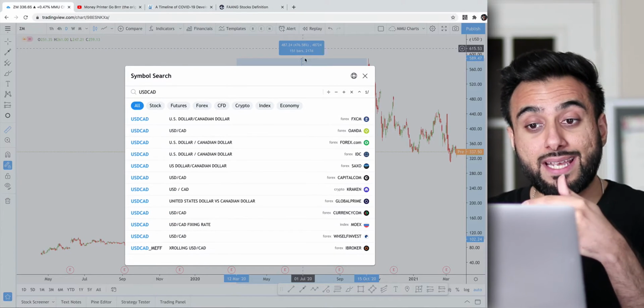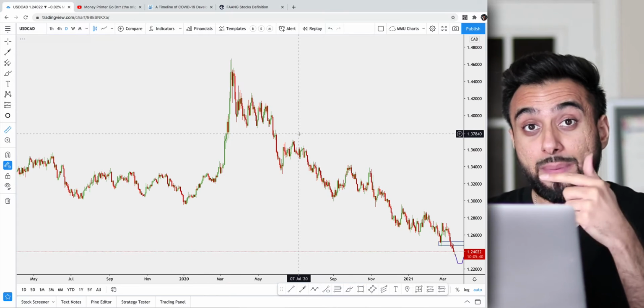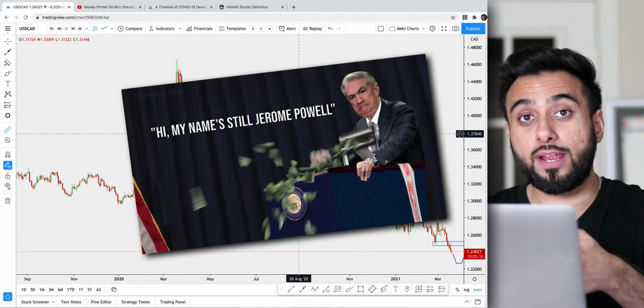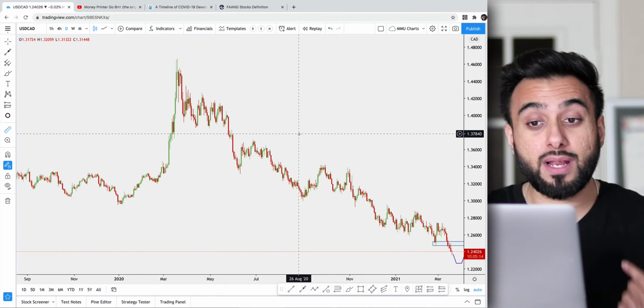So going back to USD CAD, the US dollar is dropping so much because the Federal Reserve, our friend Powell over here, is printing so much money that there is so much supply of the US dollar. And there's not enough demand. Why? Because international investors are taking their money out of the US dollars and putting it into safe havens, right? So there's not a lot of demand for the US dollar, but there is so much supply. So what happens when there's a lot of supply and not enough demand? Prices drop, the value drops.